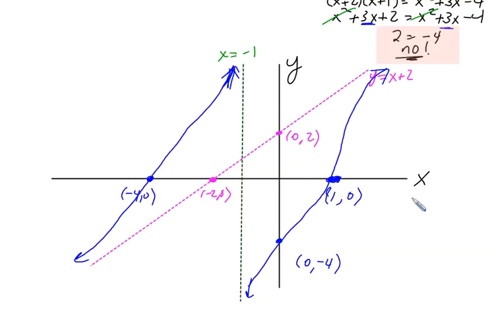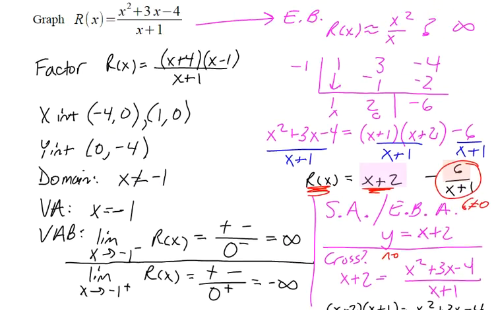So again, keep track of things as you go. If you have a situation where the degree of the numerator is greater than the degree of the denominator, that's when you get the slant asymptote, and that's when you have to go through and do this particular analysis.